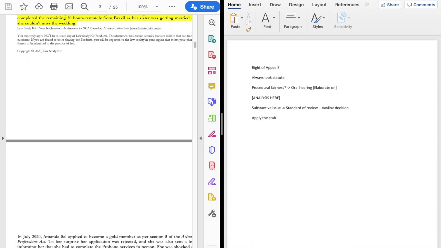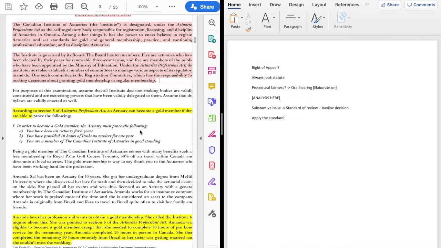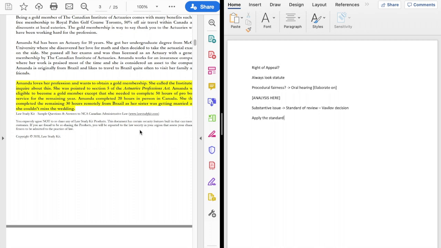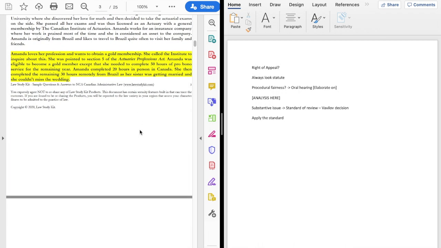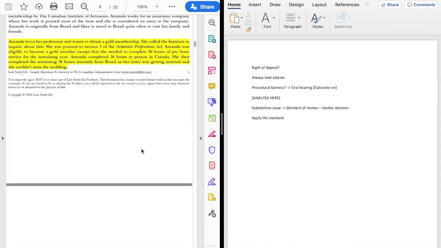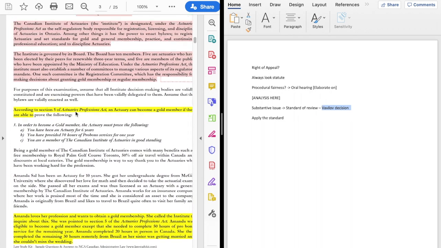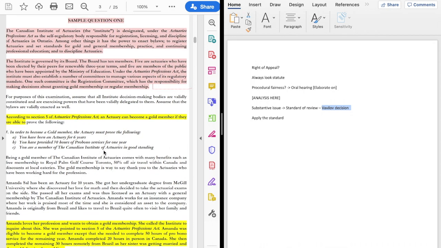So in this case, when I'm looking at the facts, I would think that the standard of review is reasonableness, because remember, as we said, there is a presumption that the standard of review is reasonableness, and then we could rebut the presumption by taking a look at the statute and some other reasoning mentioned in the Vavilov decision. In this case, the statute does not say anything related to the standard of review, so I would assume that that's not the case.